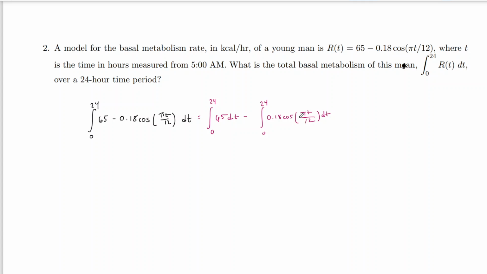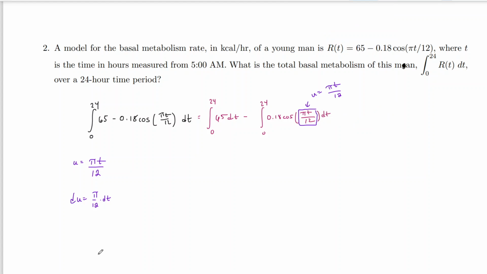Right, now why do we want substitution method here? Well, it's because this is not just t. So we want to make u equals pi t over 12. And once again, that's really the same method as before. We have u equals whatever the inside of our trig function is because it's not just t. And then du, well, the derivative of this is just pi over 12 times dt.